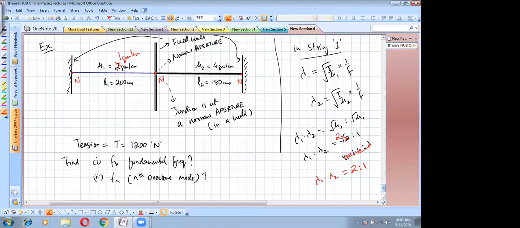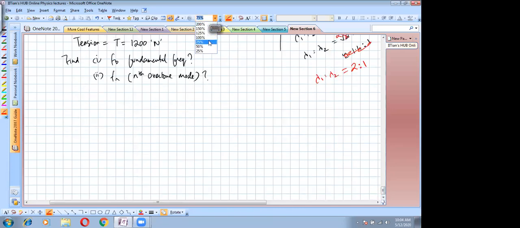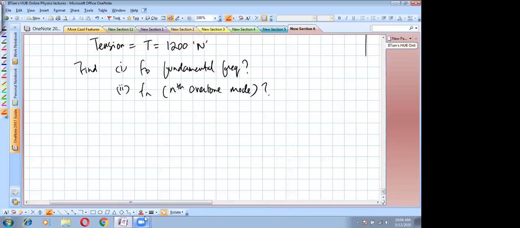Okay. Now you can see here that this has to be node to node. So this has to be an integer multiple of lambda 1 by 2, and this same length on this side has to be some other integer multiple of lambda 2 by 2. So that is the concept that you have to understand, and this is 200 centimeters, that is 180 centimeters. So that is like a constraint that we have now. Okay.